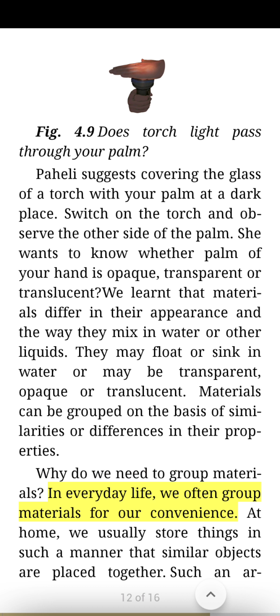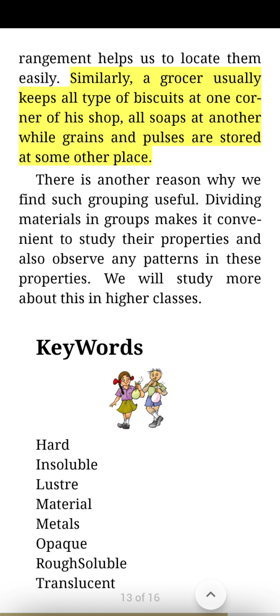In everyday life, we often group materials for our convenience. At home, we usually store things in such a manner that similar objects are placed together. Such an arrangement helps us to locate them easily. Similarly, a grocer usually keeps all type of biscuits at one corner of his shop, all soaps at another, while grains and pulses are stored at some other place.